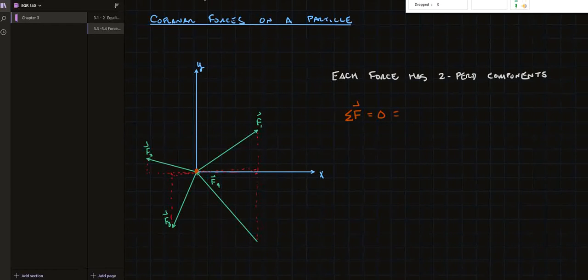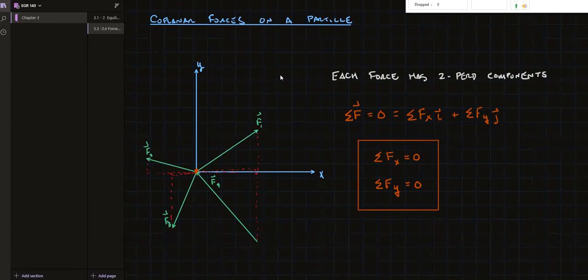So I could continue to write this as the sum of the x components in the i direction plus the sum of the y components in the j direction. So what this means is that the sum of all our components in the x direction must equal 0, and the sum of all our components in the y direction must equal 0. And this essentially is section 3 in our textbook.